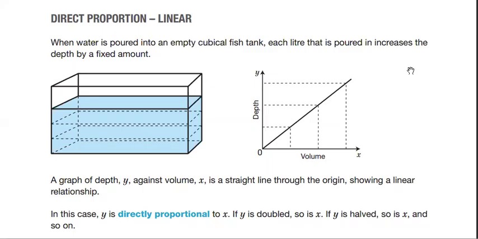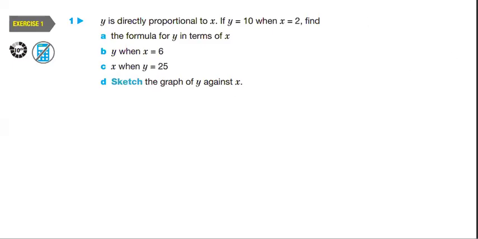Now, let's take a look at some questions. Question 1 in exercise 1 here. Y is directly proportional to X. If Y equals 10 when X equals 2, find A, the formula for Y in terms of X, and then use it to answer question B and C. And then we're going to sketch a graph in question D. Now let's start with the first one.